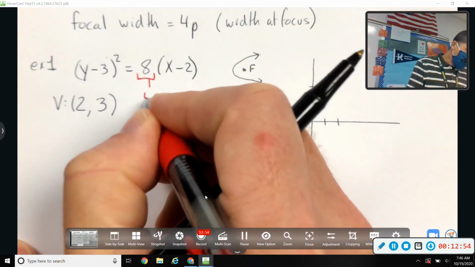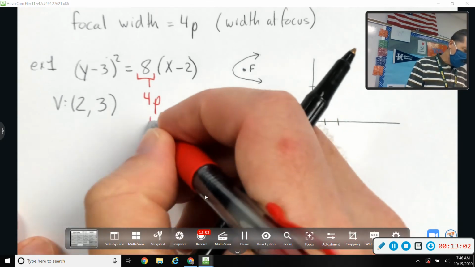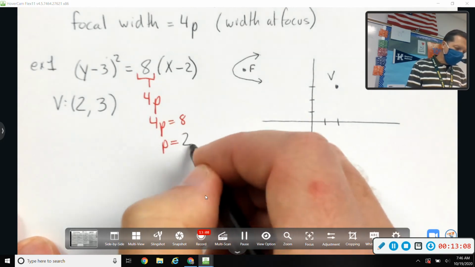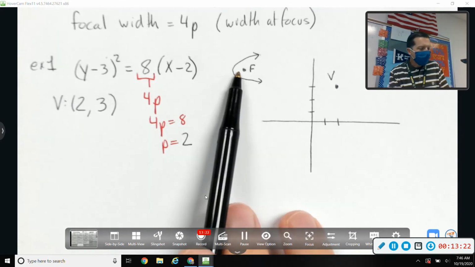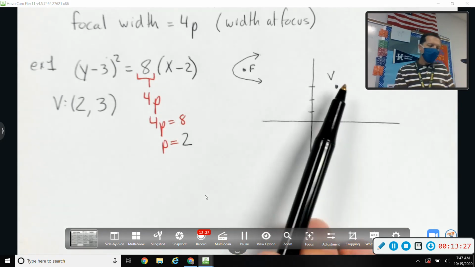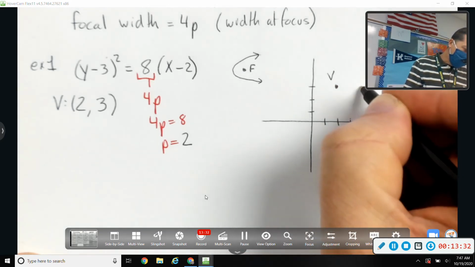All right, the number in front of the not squared term is 4p. So that means that 4p equals 8, and p then equals 2. So I need to go 2 away to get to the focus and 2 away to get to the directrix. Well, I've already thought about where the focus is, so I know I'm going 2 away, and if this parabola opens to the right, I need to go 2 away to the right to get to the focus.